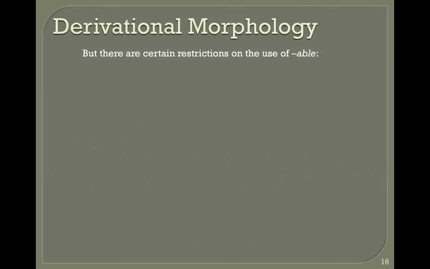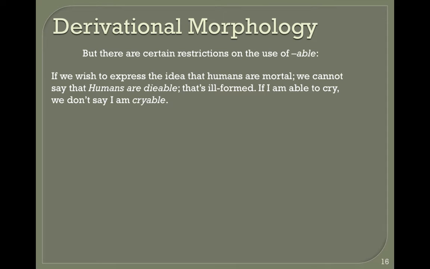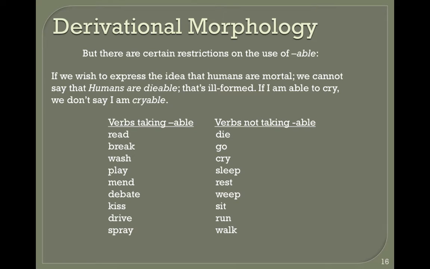But let's go deeper into this. There's actually certain cases when we can't add able to a word. Let's take a look and see if we can figure out how. Alright, if we want to express the idea that humans don't live forever, we can't say that humans are dieable. That definitely doesn't sound right. Let's compare words that seem like they're good candidates for taking able, and then verbs that are bad candidates, and let's see if we can figure it out.